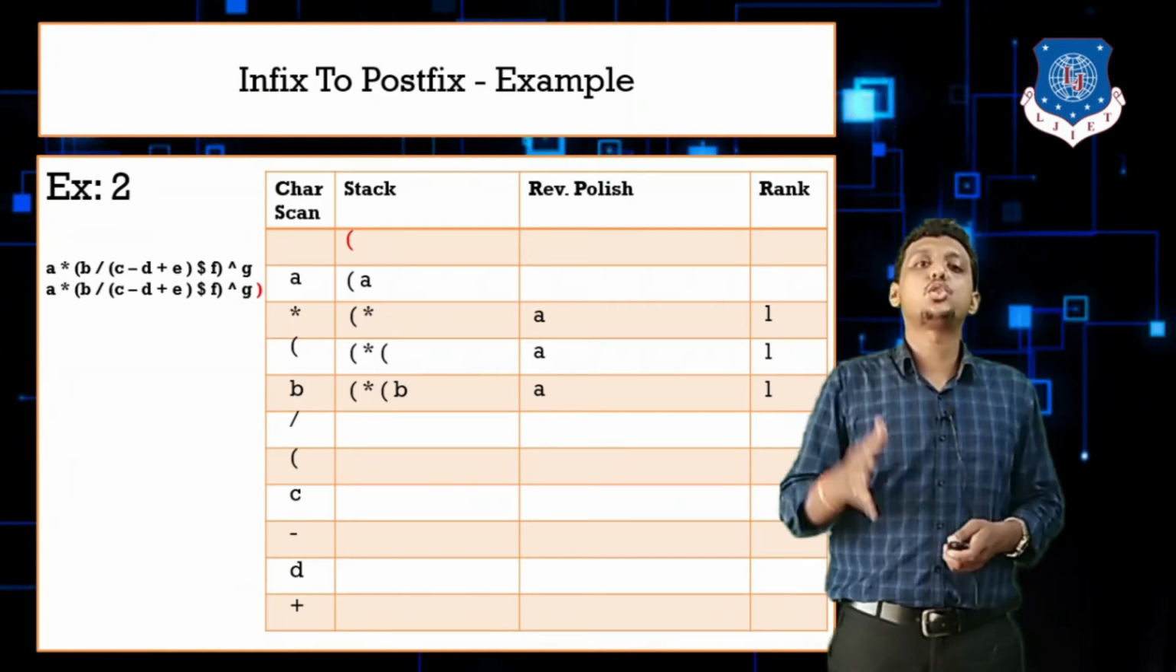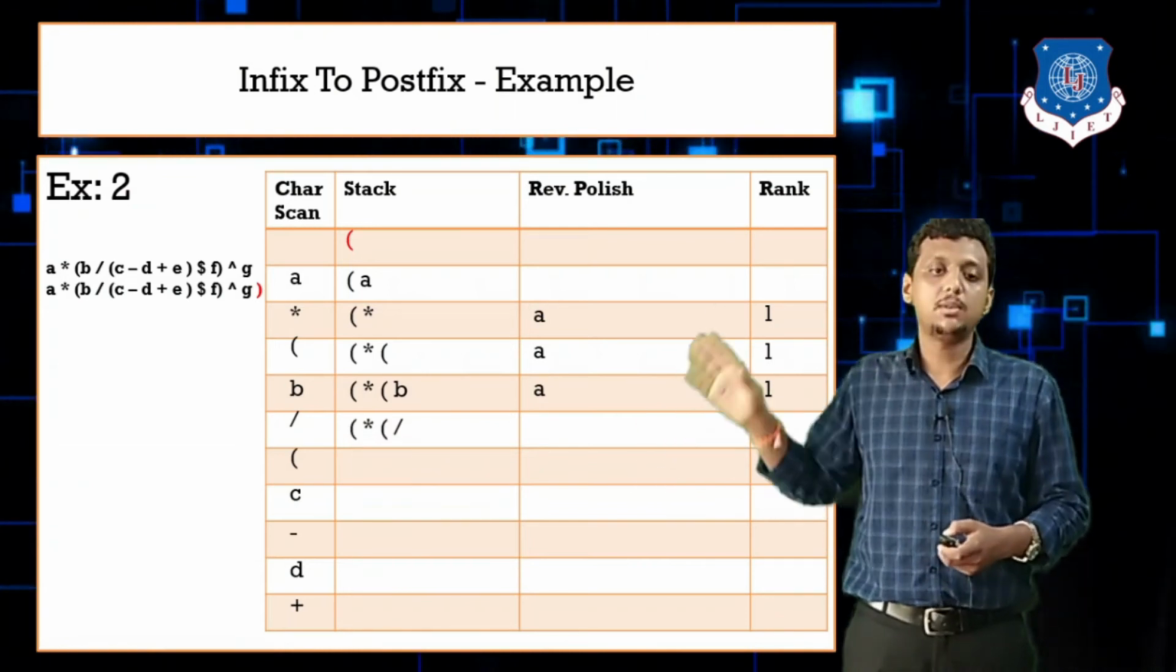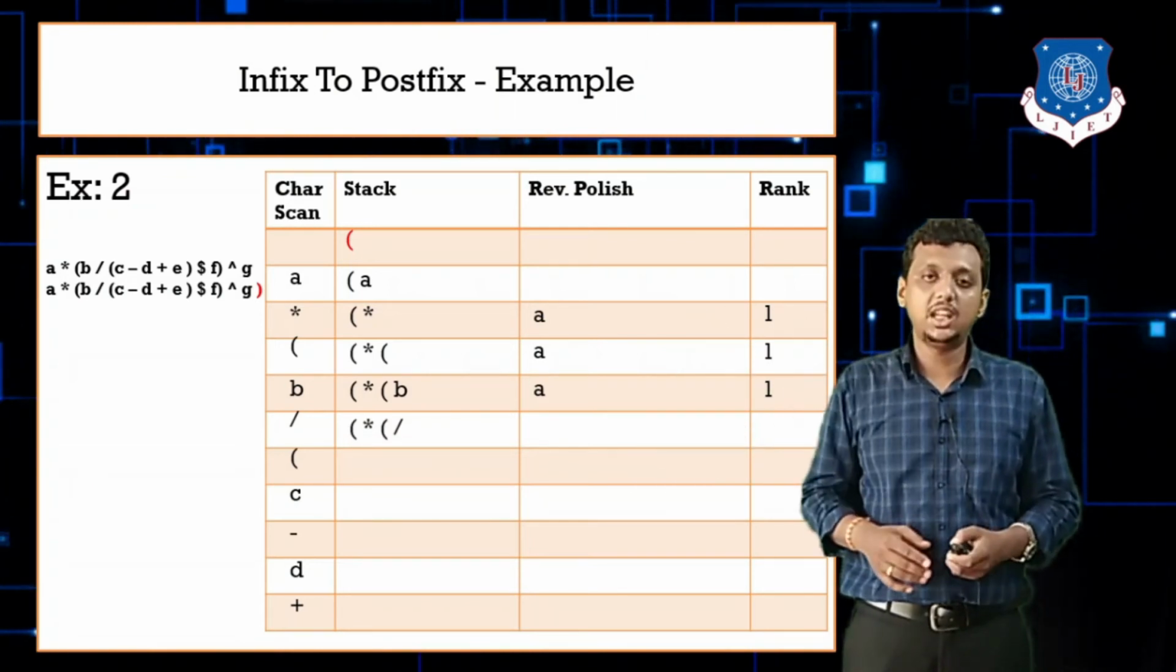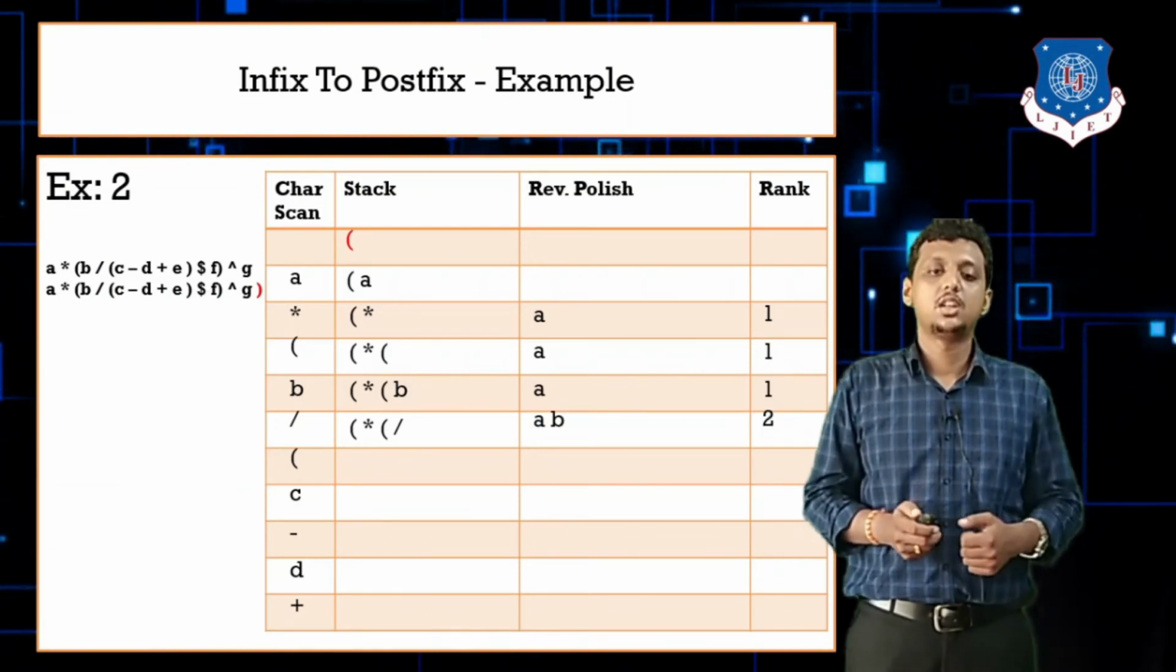So you just need to push division again. So it becomes opening star, opening division. B will be popped out. Combined with A, it becomes AB. Rank will be 2. Now next, what to do?